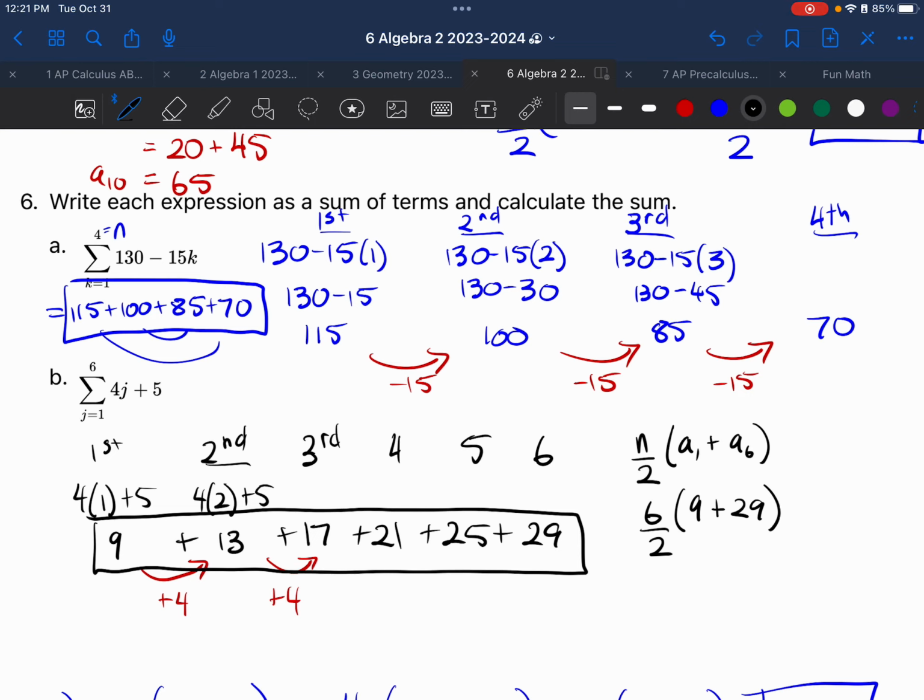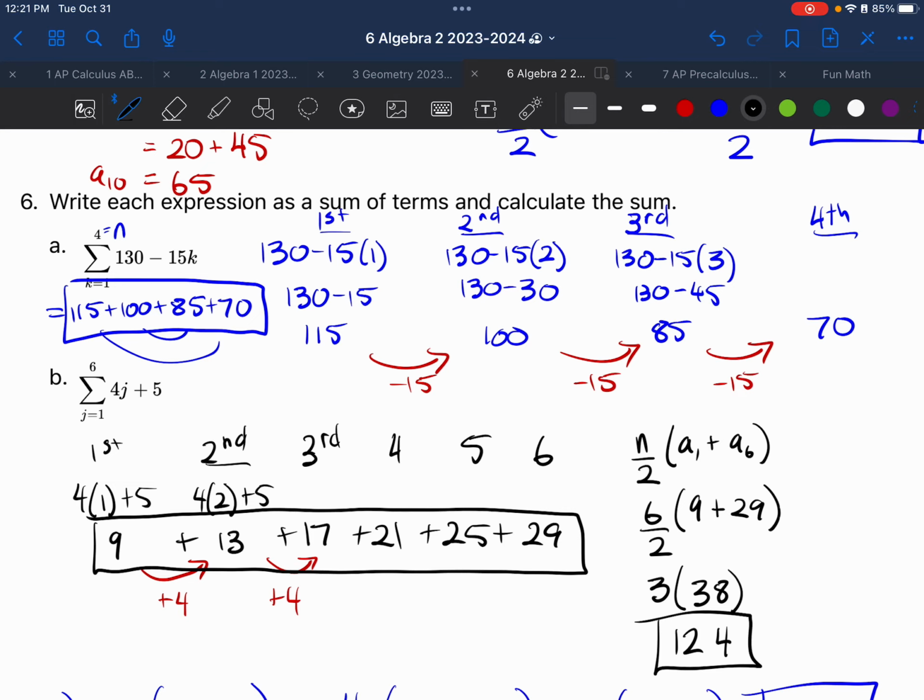And I can do this kind of quickly, I hope. This is going to be 3 times 9 plus 29 is 38. All right, here's how I'm doing 3 times 38 in my head. 3 times 8 is 24. I'm holding the 3 on my fingers for you guys for the 30 of the 4. Holding the 3, and then 3 times 3 is 9, plus the 3 on my fingers. 9 plus 3 is 12, so 124 for the sum. So checking my answers online, I got it wrong.